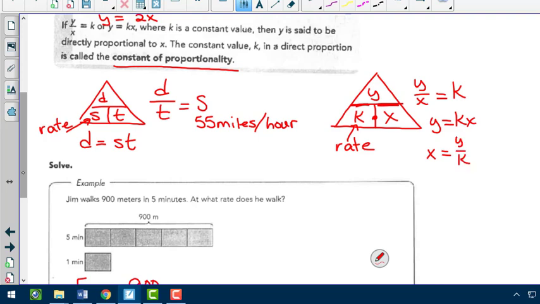So just like we did here, distance is equal to speed times time, and speed is equal to distance divided by time. Time is also equal to distance divided by speed. So they are related, and I want you to add that in on that page, please.